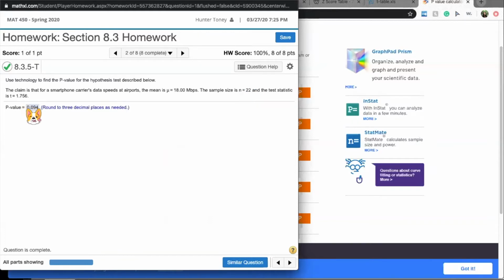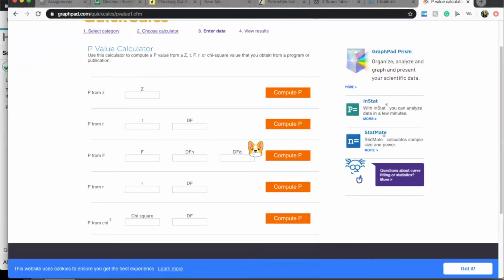And our test statistic, we can just enter. So if we go to our t section, it was 1.756. And our degrees of freedom was 21, because it was just the 22 minus 1. So we can hit compute.